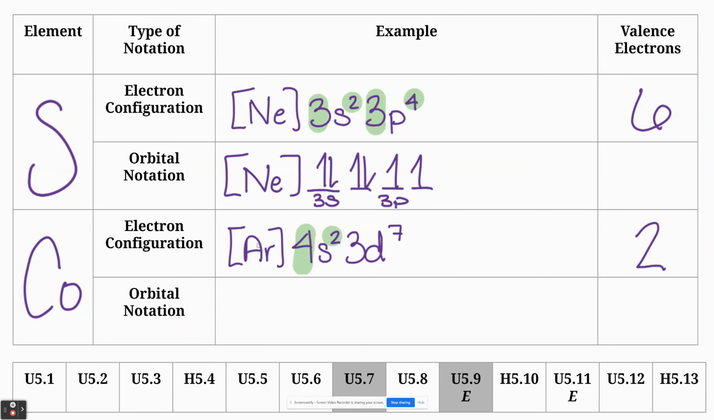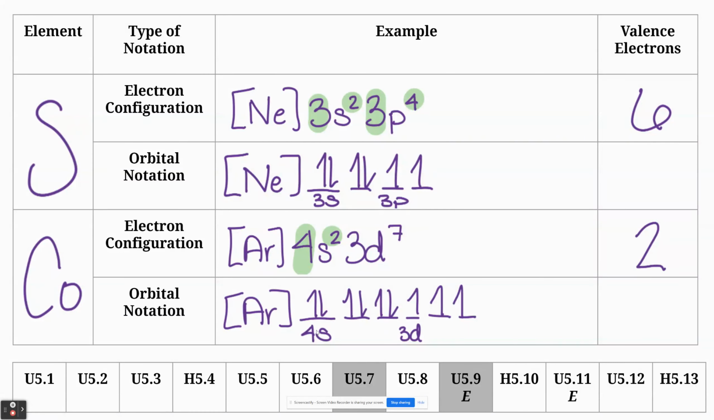And then orbital notation, I can do my shortcut with argon again, and then I just have 4s with its 1 blank and its 2 electrons, and then 3d, d remember gets 5 blanks, and then I just fill in the 7 electrons. So I would go 1, 2, 3, 4, 5, and then come back here, 6, 7.